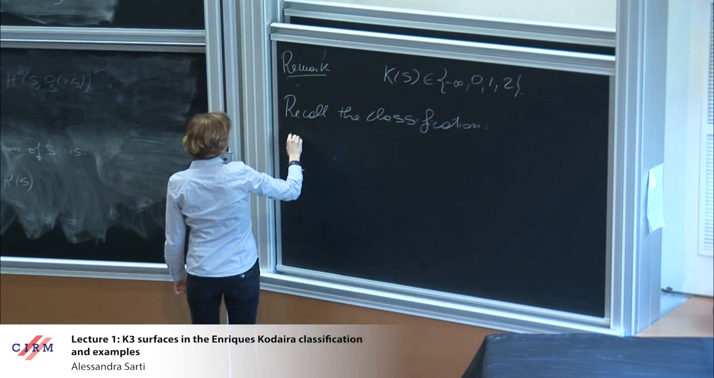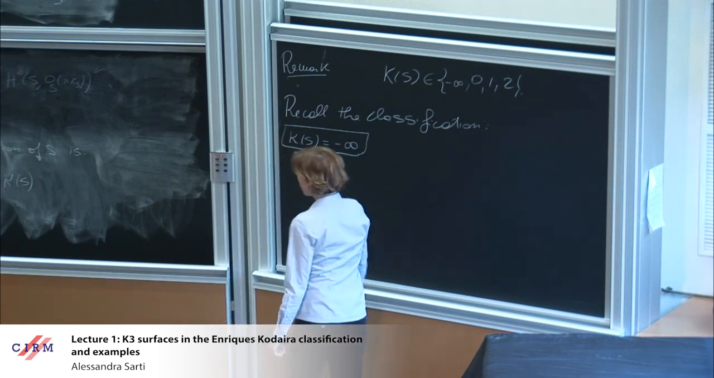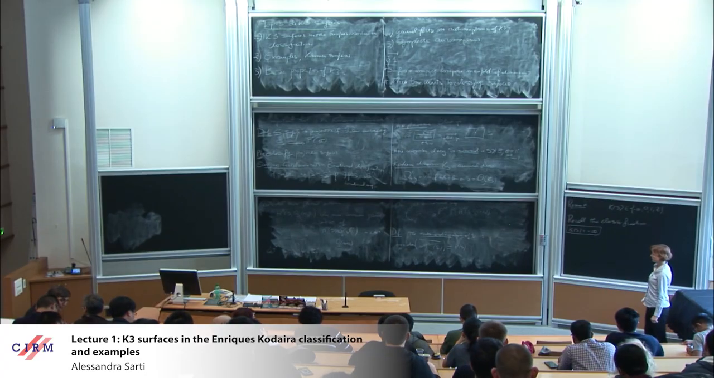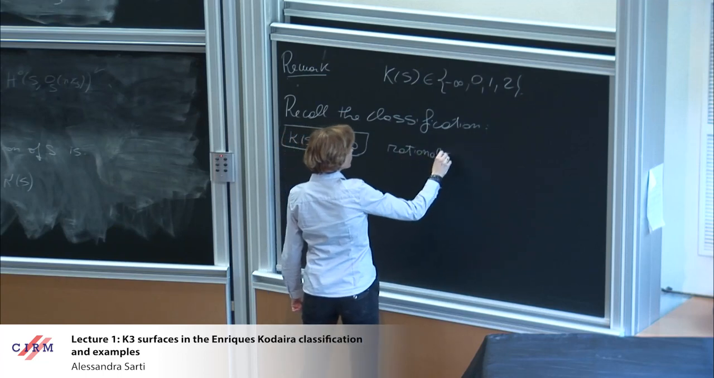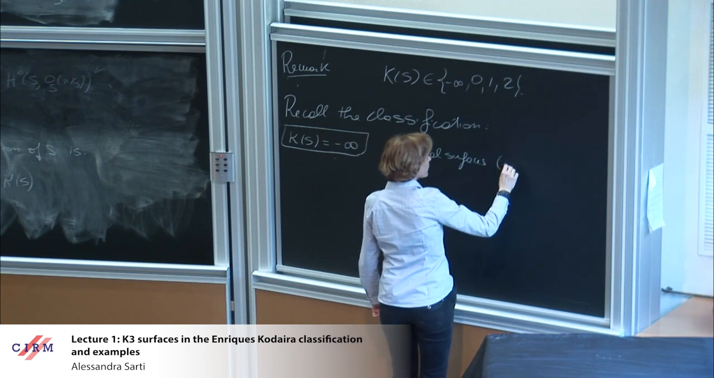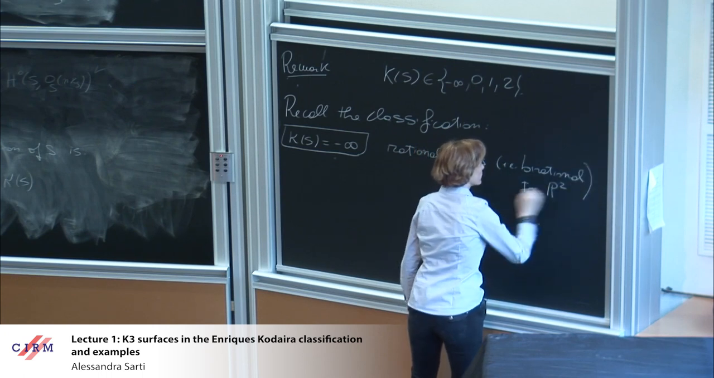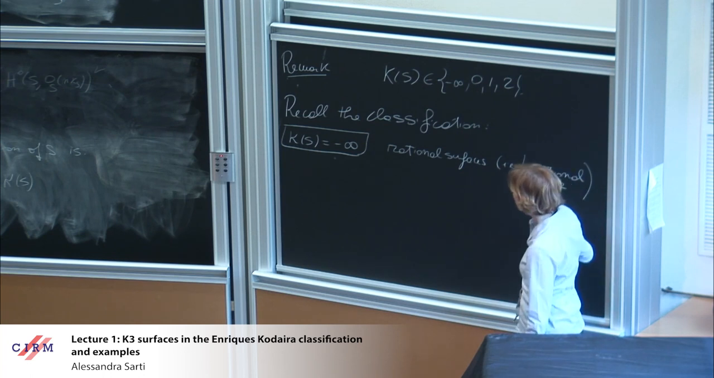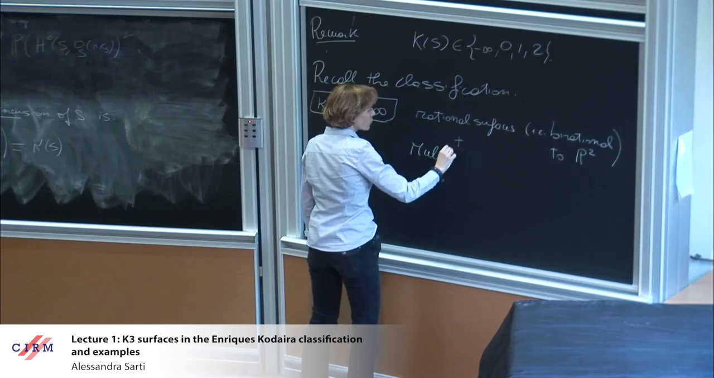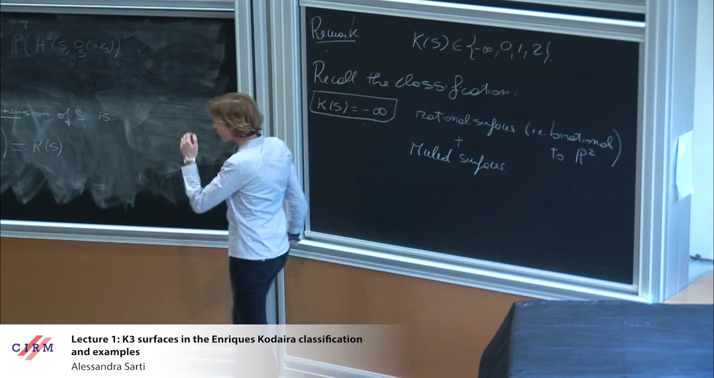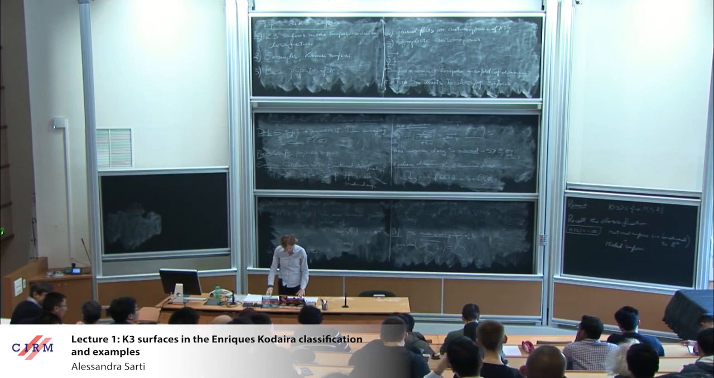So we have a first case, kappa S equal to minus infinity. If you think about the projective space, for example, it satisfies exactly this condition. And in fact, these are the surfaces that are rational, called rational surfaces. So this means P2, for example, and all the blow ups of P2, for example you get the del Pezzo surfaces. Plus, let me just separate the two, even if one could put everything here, ruled surfaces. I decided to separate the two just to put some accent on the case of P2.